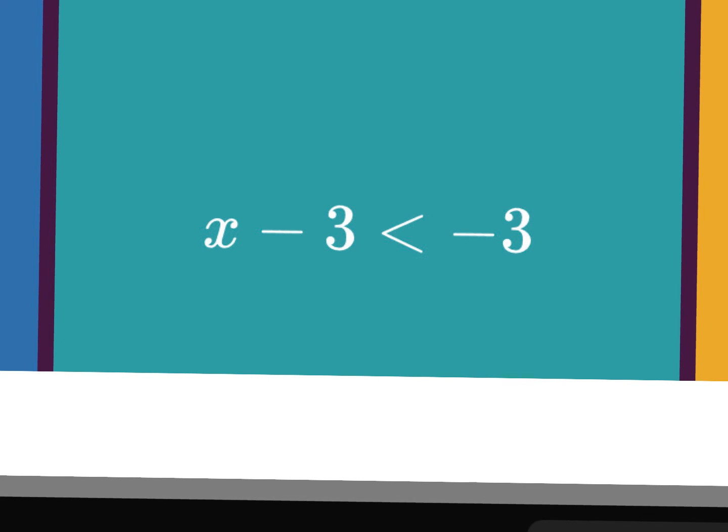Let's solve this thing by adding 3. Adding 3. That's not going to work. That's going to be x is less than 0. And that's not true, so we're not going to pick that one.